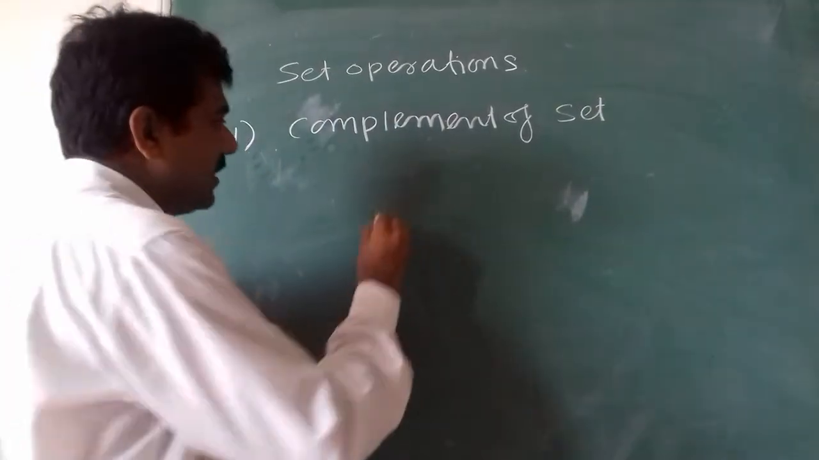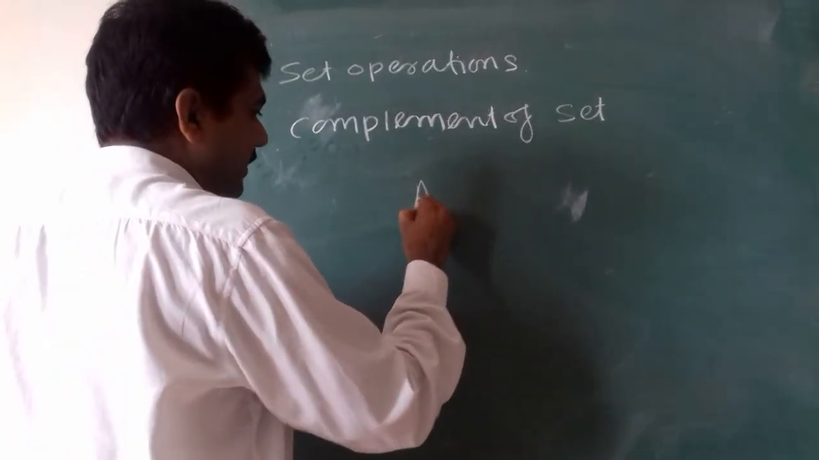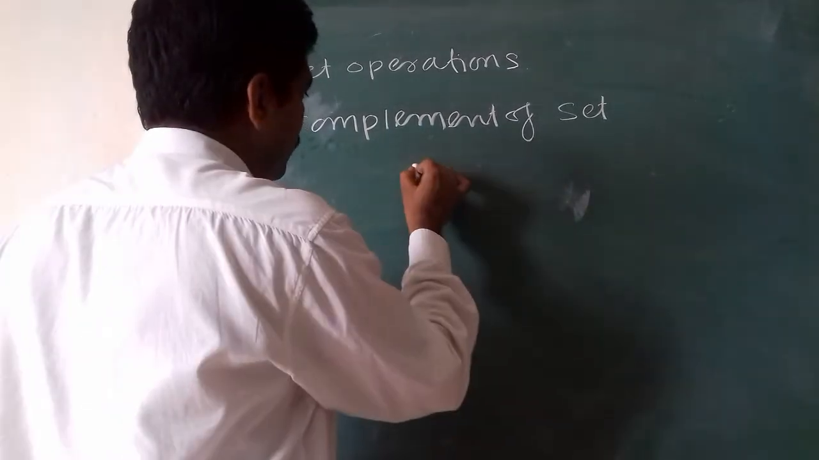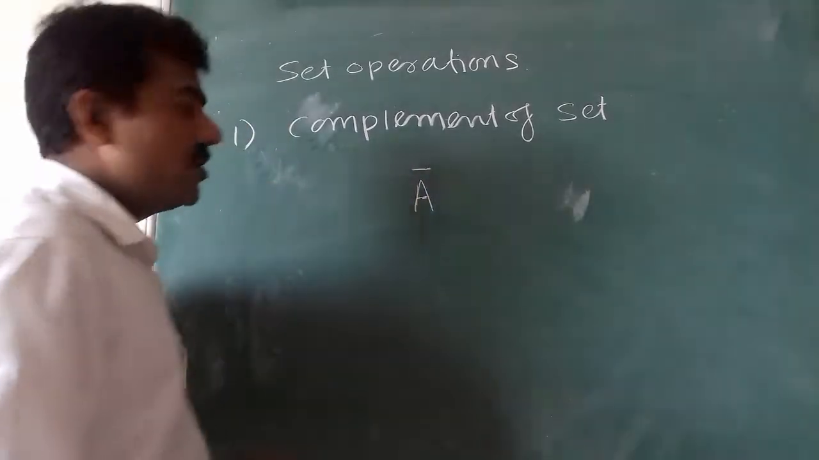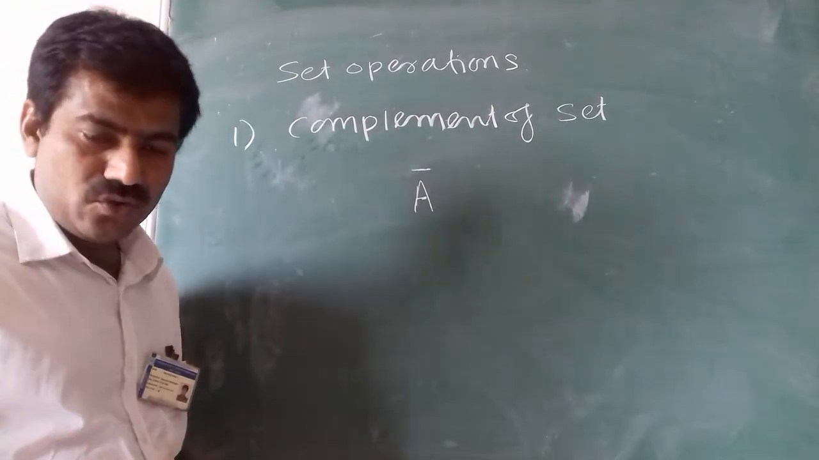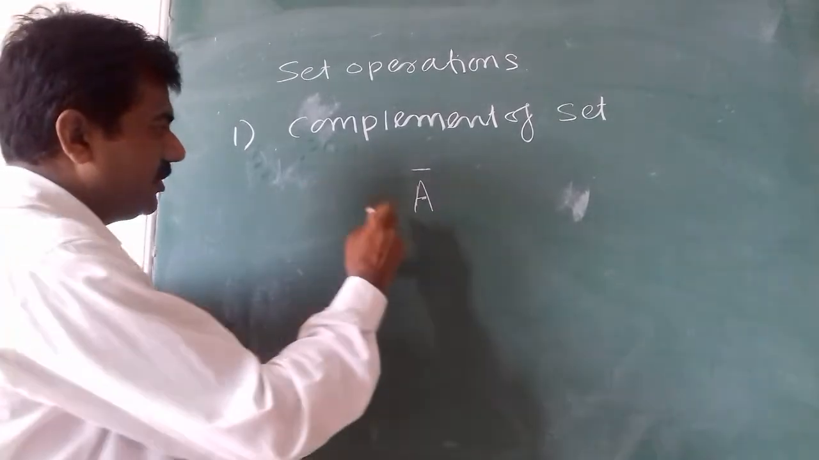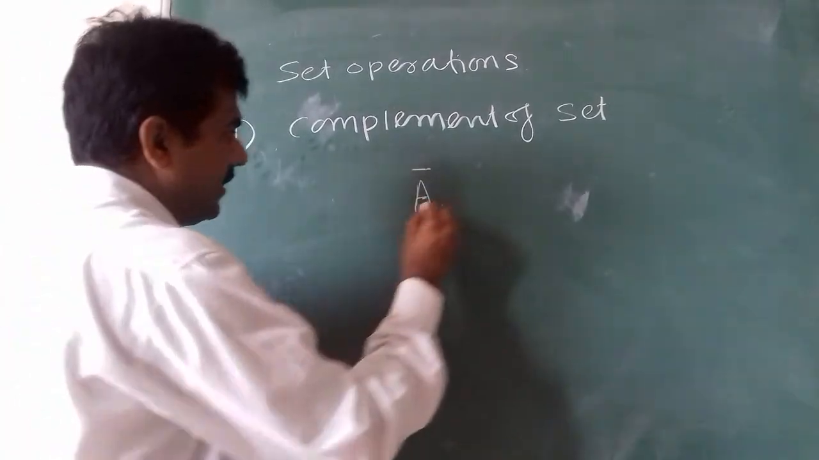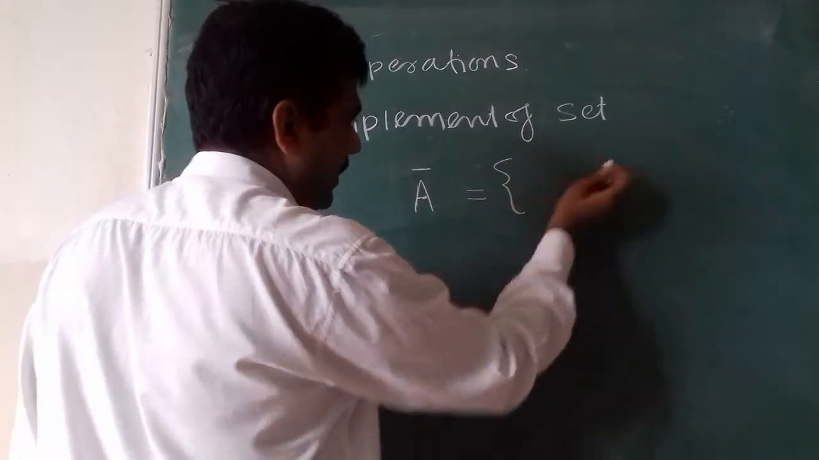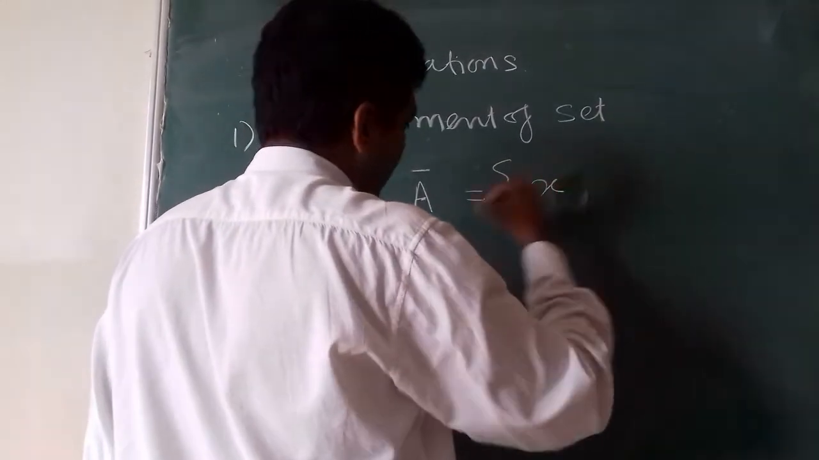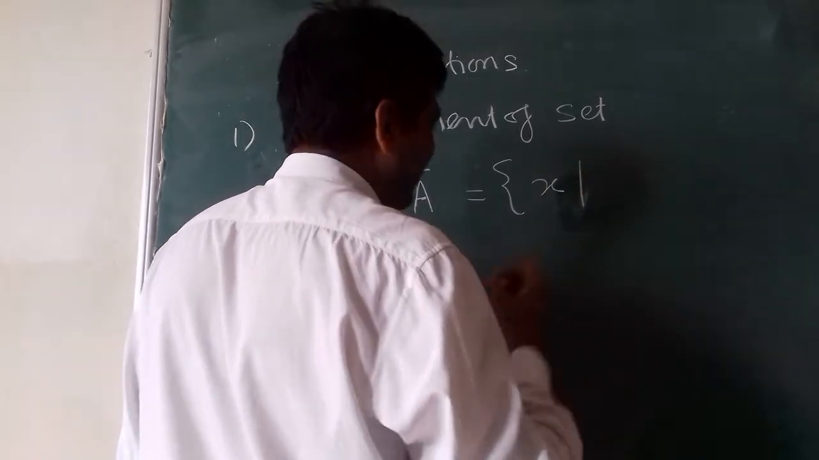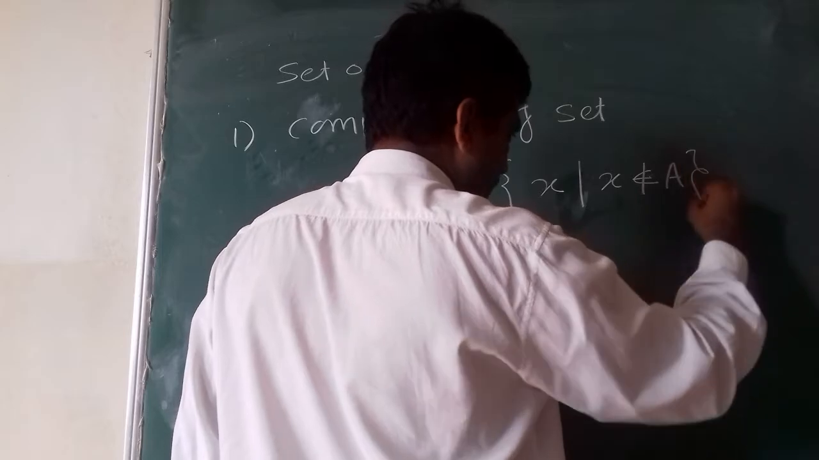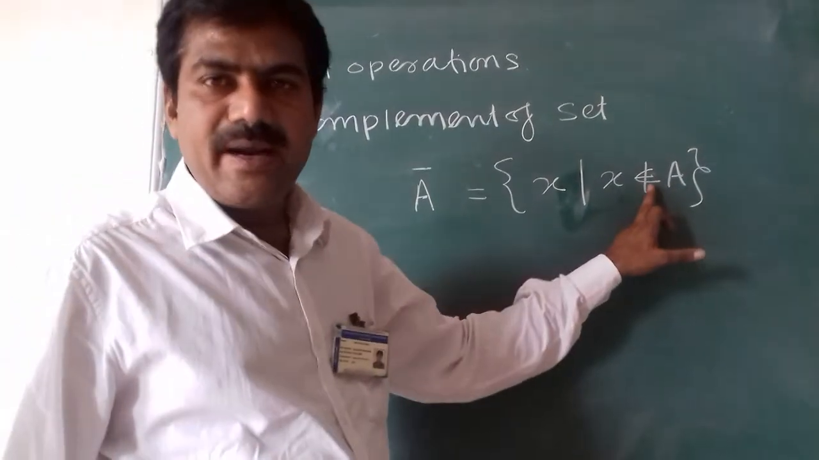Complement of a set. Let capital A be a set, then the complement of A is denoted by A bar. So this is the notation for the complement of the set. It is given as: A complement is a set containing the elements x such that x does not belong to capital A.